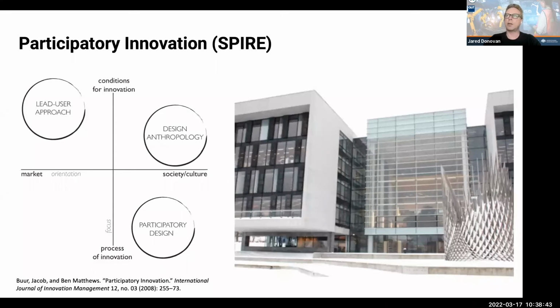The next few examples I'm going to draw on the postdoc that I did in Denmark about 10 years ago now. It was at a place called the Participatory Innovation Research Center, which was set up to explore whether we could use principles from participatory design, ideas from business like the lead user approach or user-driven innovation, and approaches from anthropology like design anthropology, to come up with a more participatory approach to processes of innovation.